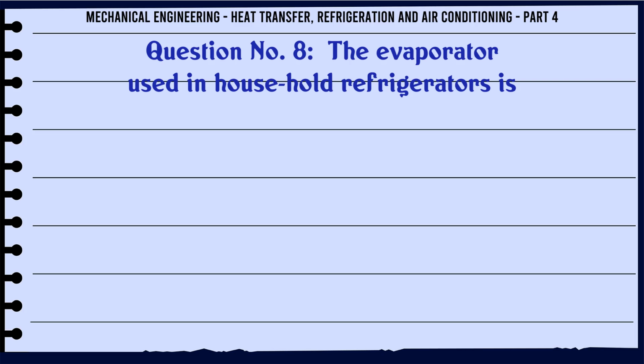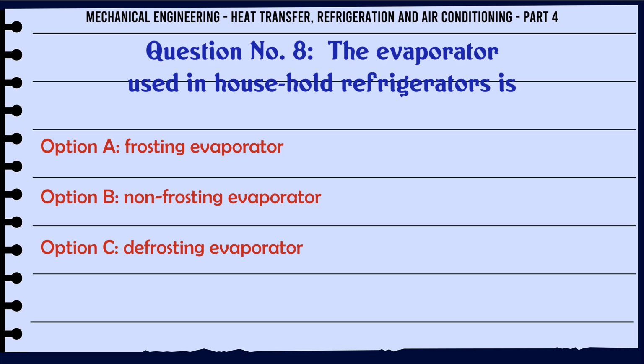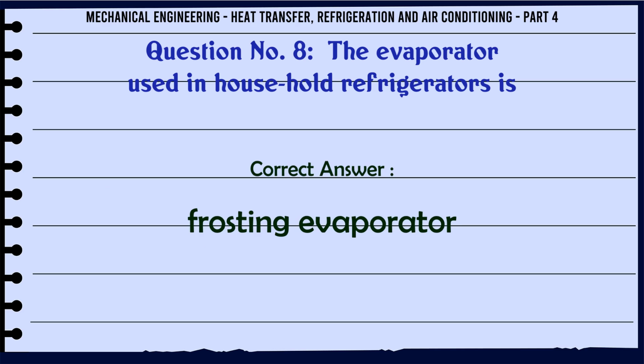The evaporator used in household refrigerators is A. Frosting evaporator. B. Non-frosting evaporator. C. Defrosting evaporator. D. None of these. The correct answer is frosting evaporator.